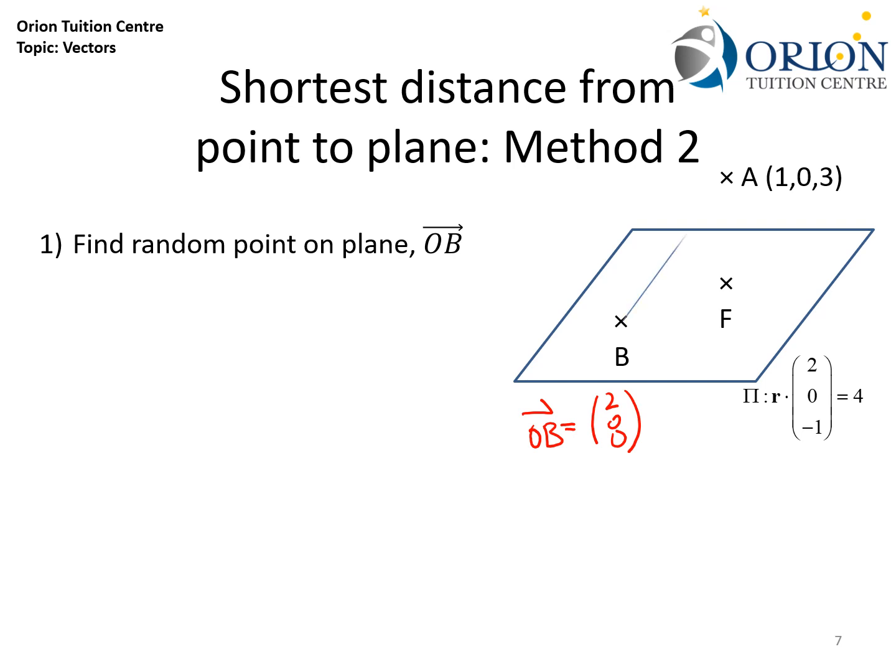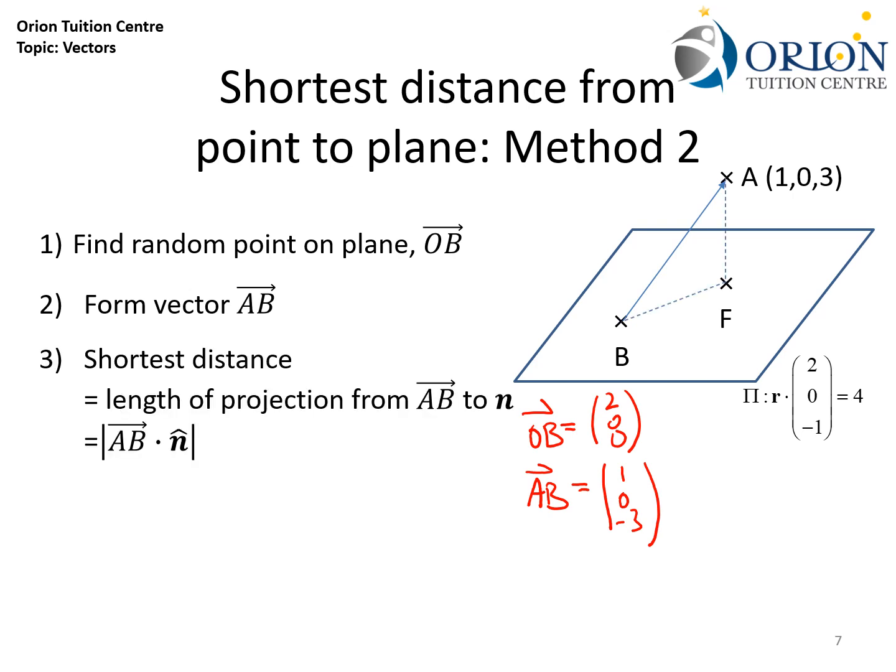Next, I can form the vector AB, and AB will be equal to OB minus OA, which gives me (1, 0, -3). Finally, we note that the shortest distance is the length of projection of vector AB onto the normal vector of the plane. Thus, we can apply the formula of mod of AB dot n cap to find the shortest distance.